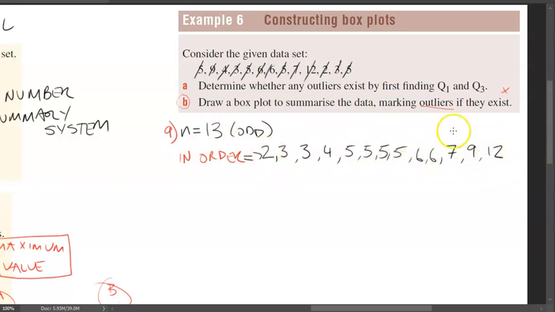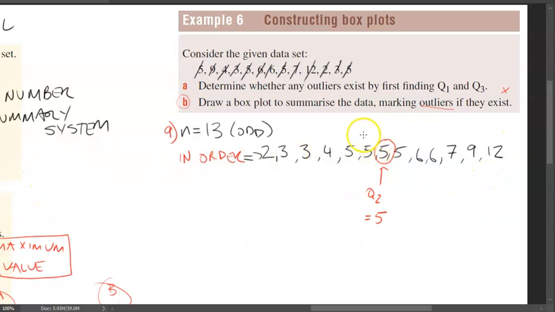Now I've got an inkling, so this 12 looks like an outlier. I'm not too sure yet. I need to find my lower and upper fences, but specifically upper fence. For now, 13 data points. So I know that 1, 2, 3, 4, 5, 6, a 7th value here is going to be our Q2. So our Q2 is equal to 5. 1, 2, 3, 4, 5, 6 on the left. 1, 2, 3, 4, 5, 6 to the right.